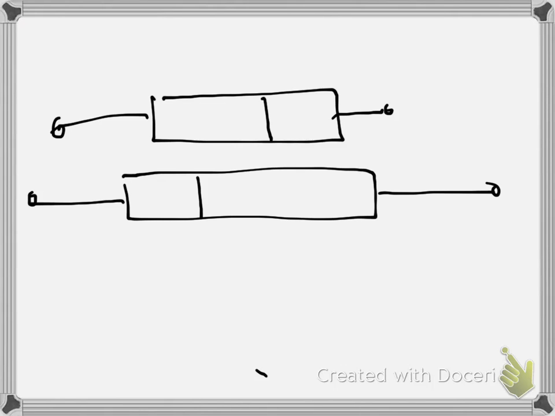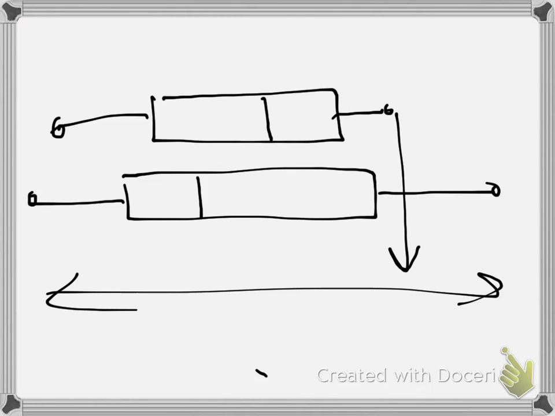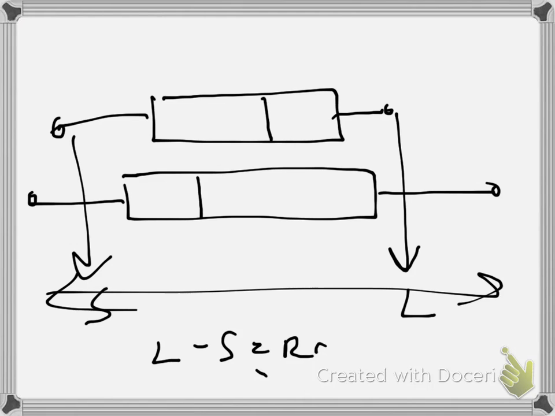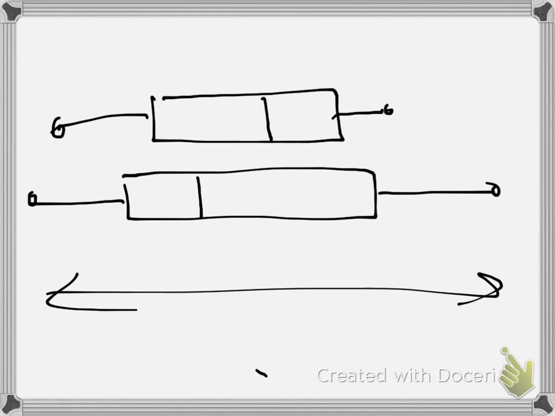Then to do the range, you're going to take the largest number minus the smallest number. So large minus small equals the range. So that will go for both the top one, and then here find your largest number and then subtract the smallest number. So once again, large minus small.